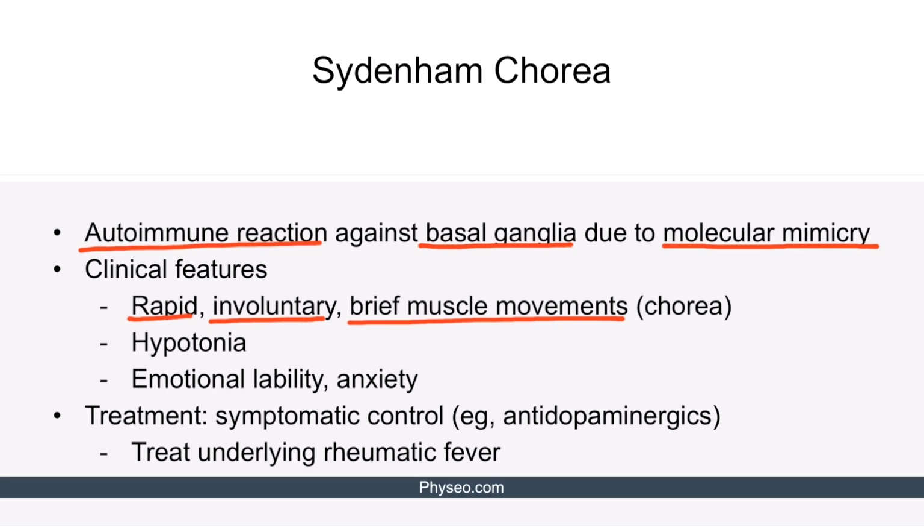Other clinical features include hypotonia and psychiatric manifestations, like emotional lability and anxiety. A common example of emotional lability would be inappropriate or sudden laughter. The treatment of this condition is with symptomatic control, for instance, using antidopaminergic drugs. Of course, clinicians should also treat the underlying rheumatic fever that caused this condition in the first place. The prognosis of Sydenham chorea is good, with most patients achieving remission.